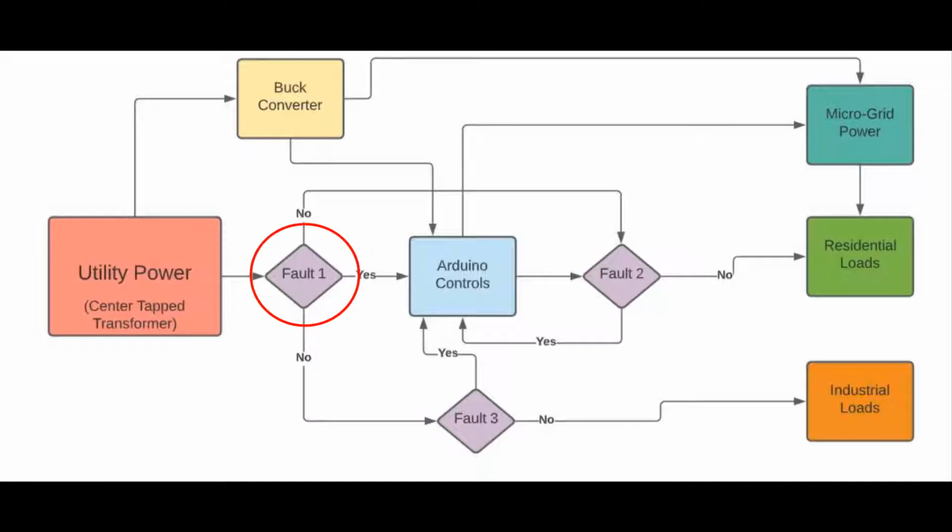Fault 1 is a critical fault that disrupts power for the residential load and the industrial load. Fault 2 is a fault that occurs only on the residential load, and Fault 3 is a fault that disrupts power to the industrial load. Each fault is also monitored by a current transformer and implements fuses and circuit breakers so no real damage can occur. Our microgrid backup power is only intended on supplying power to the residential load.